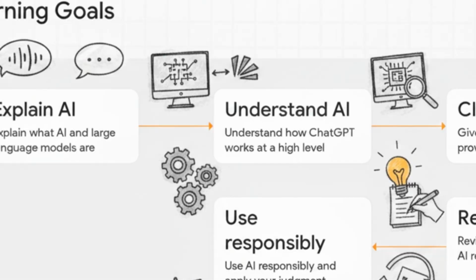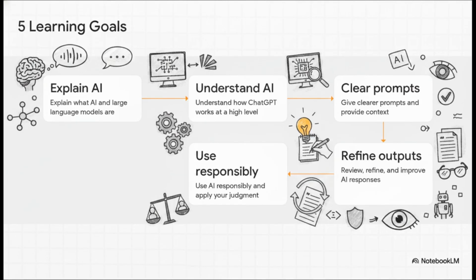Step 3 gets super practical. It's all about giving clearer prompts and providing the right context so you get great results. Step 4 introduces iteration, showing you how to review and refine the responses the AI gives you. And finally, step 5, using AI responsibly and actually applying human judgment. It is this perfectly designed curve taking you straight from theory right into everyday application.